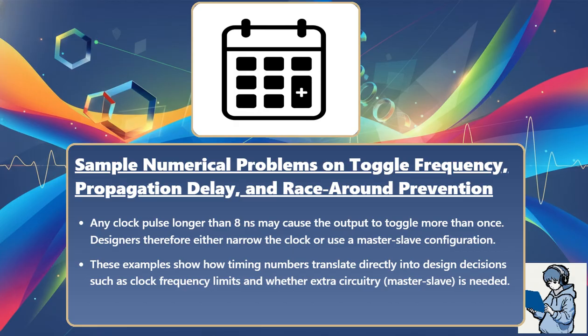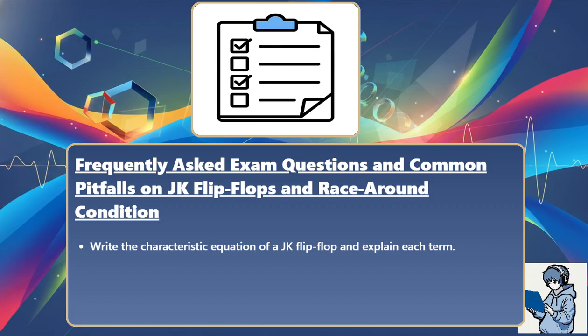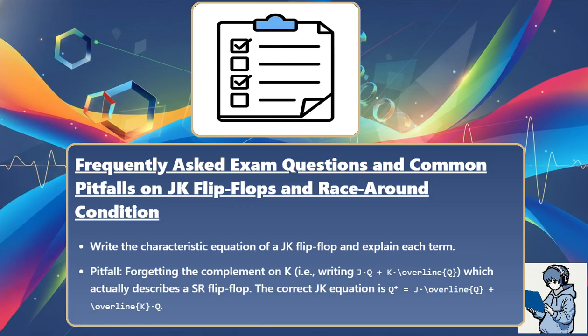Write the characteristic equation of a JK flip-flop and explain each term. Pitfall: forgetting the complement on K, i.e. writing J, and Q plus K bar Q, which actually describes an SR flip-flop. The correct JK equation is Q plus equals J bar Q plus bar KQ.